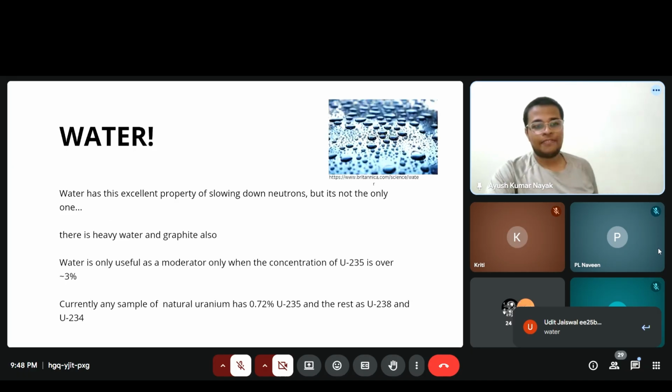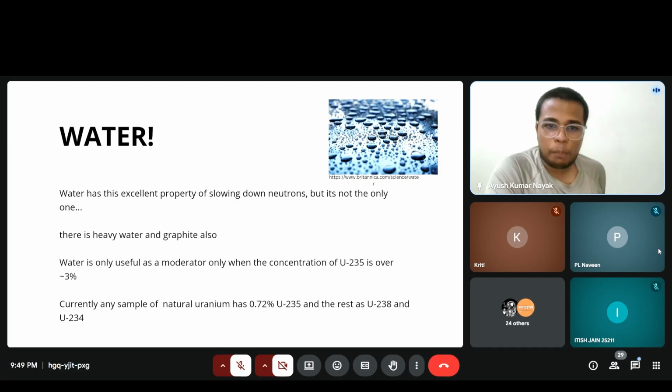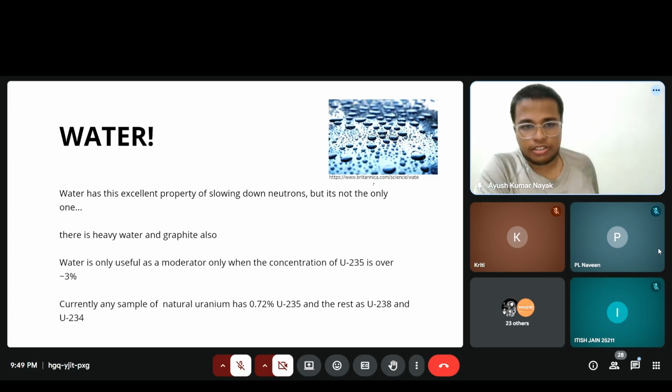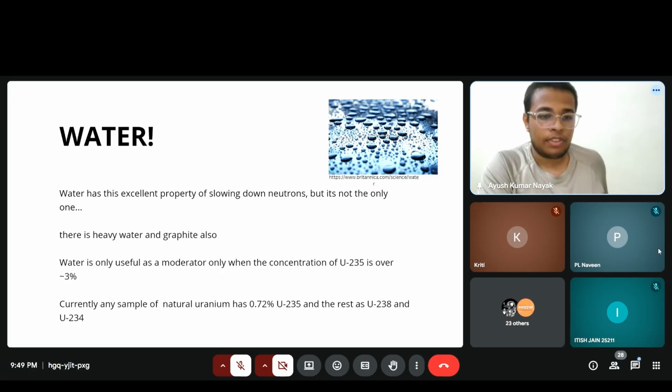Water has this excellent property of slowing neutrons down. But it's not the only one. We have heavy water, which is made of heavy hydrogen. It has 1 proton and 1 neutron. That's another moderator, but we won't talk about it much. Then there is also graphite, which is used. Graphite is also a moderator, as a fellow student said.